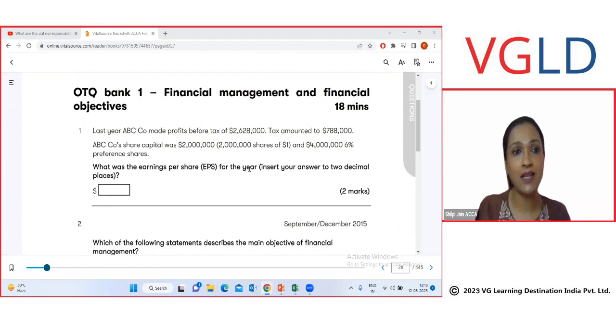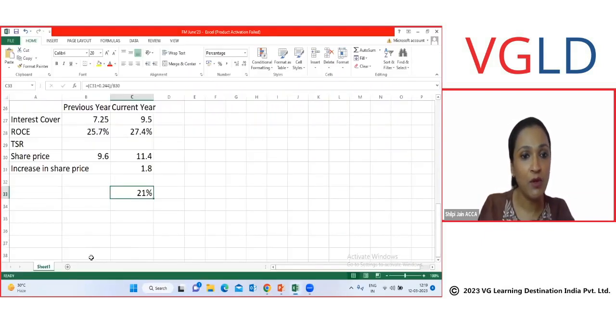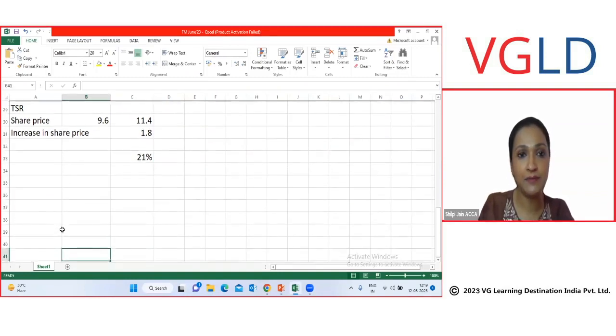So let's quickly start. Last year, ABC company made profits before tax of 2,628,000. So that's 2.6 million 28,000. Tax amounted to 788,000. ABC company's share capital was 2 million shares of $1 each, and 4 million 6% preference shares. You have to calculate the earnings per share for the year. So very quickly, let me open up my Excel.